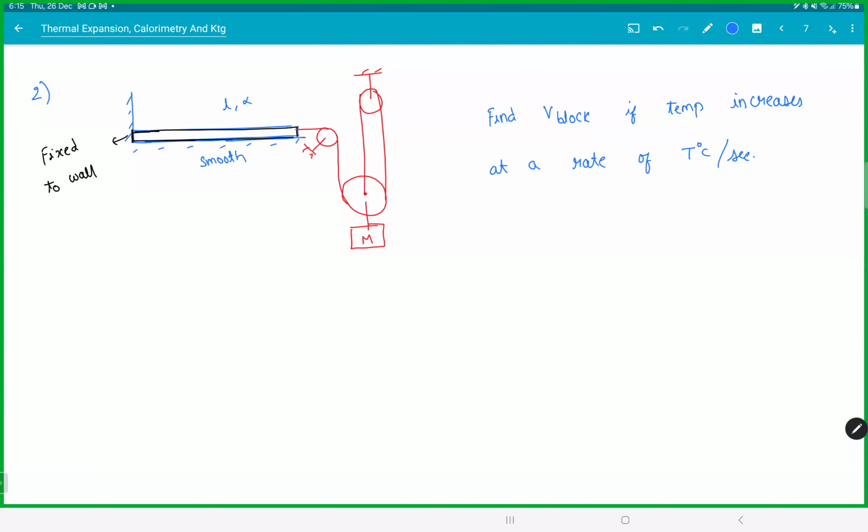So what's the difference between this and the previous problem? In this case, you can't expand on the left, right? So all the expansion will happen only in one direction. That is the only thing. Get it? Rigid body constraint, everyone. String constraints.